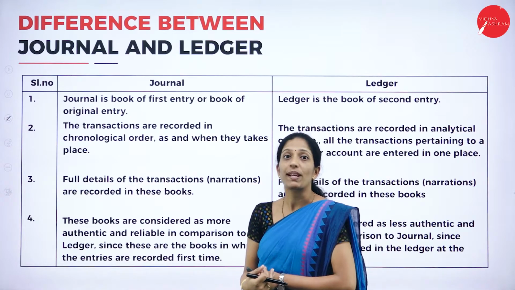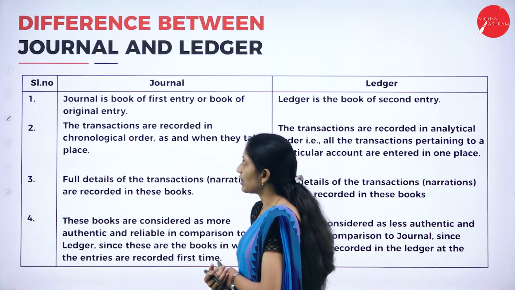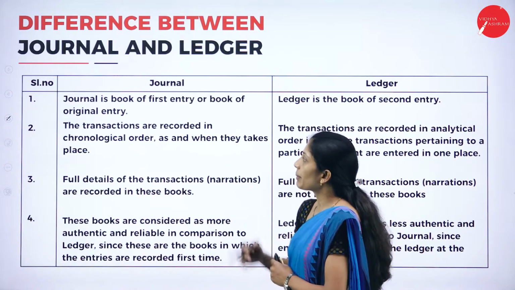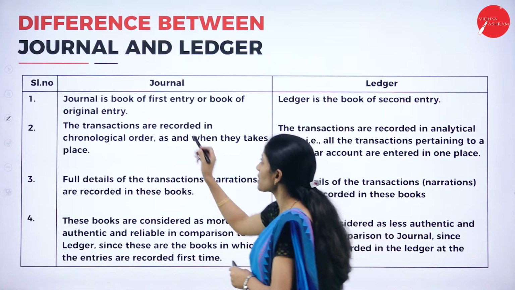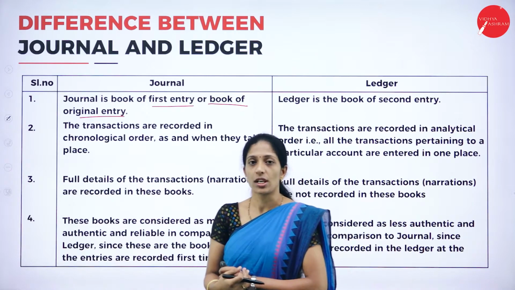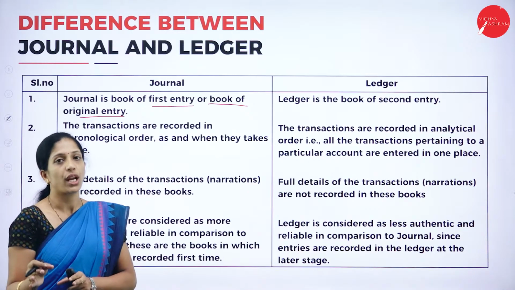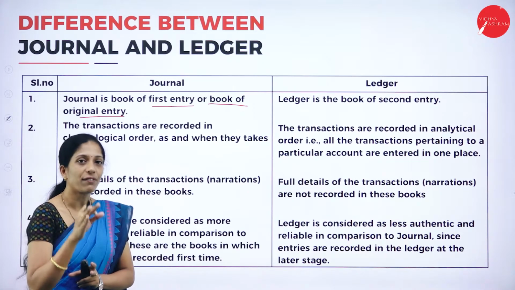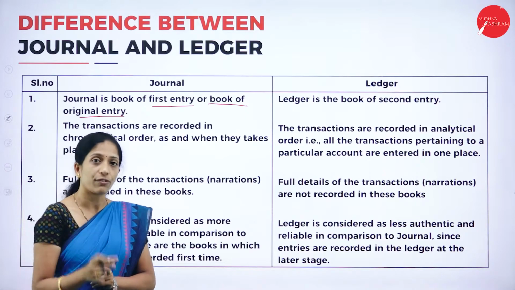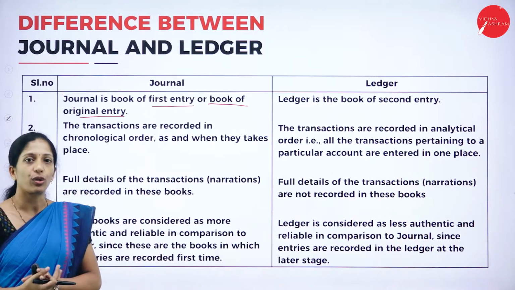So, these are all the features of ledger. Now, coming to the difference between journal and ledger. Let us see what are the main differences between journal as well as ledger. Both the concepts you know well. Coming to the first one, journal is a book of first entry or book of original entry, where we are going to record the transactions for the first time, immediately when the transaction takes place in the business. Then it will be transferred to ledger.